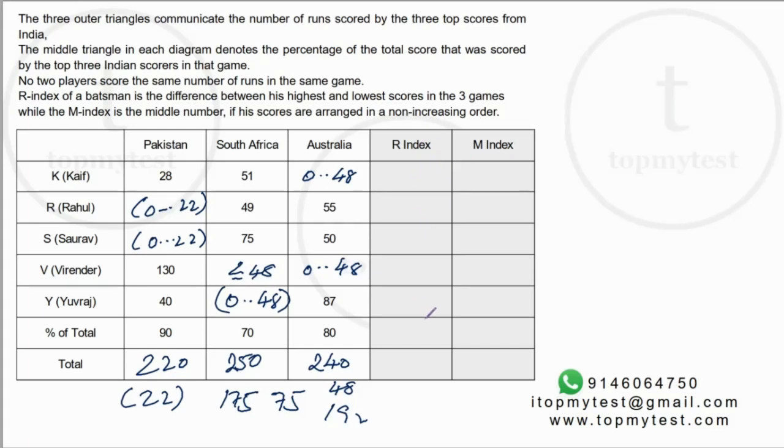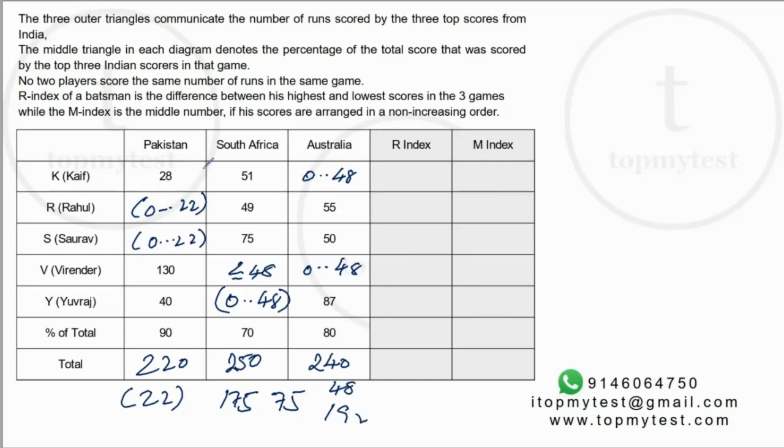Now we can also see if we can find the R index and the M index, because you might be needing it for that. R index is the difference between the highest and lowest of the 3 games. Now for none of them we know the exact lowest score, so we may not be able to find the exact R index as such. Can you find the M index, the middle score?